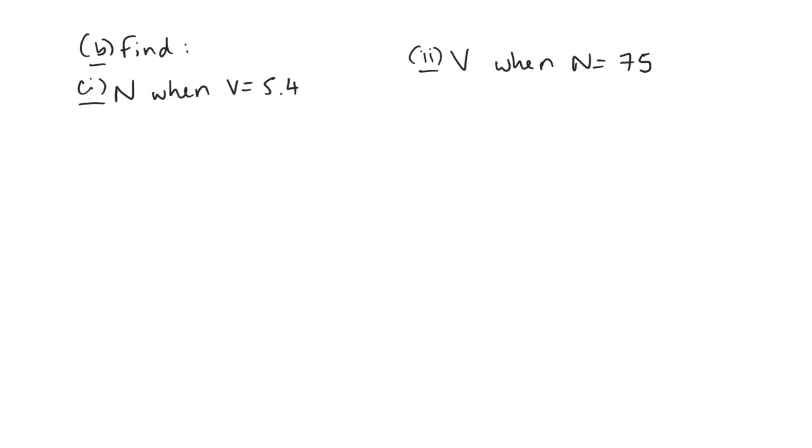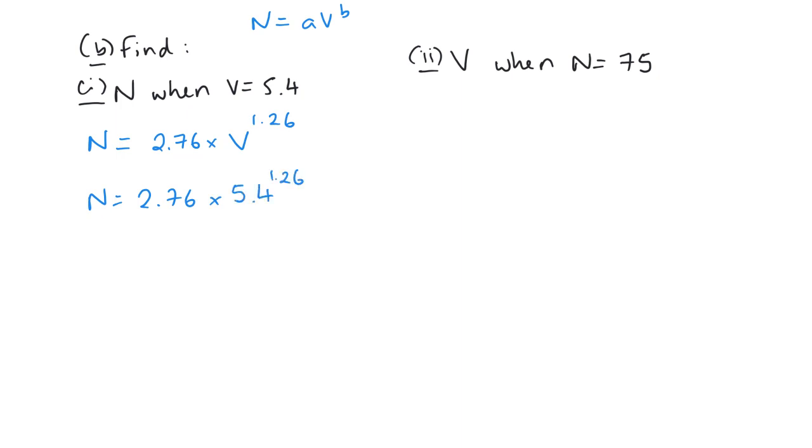And the next part of the question will be to use that equation. So find N when V equals 5.4. So our equation is N equals A V to the power B, but we know A and B now. So N equals 2.76 times V to the power of 1.26. So put our value of V in. It's 5.4 to the power of 1.26. Do that on your calculator and we'll get 23.11.